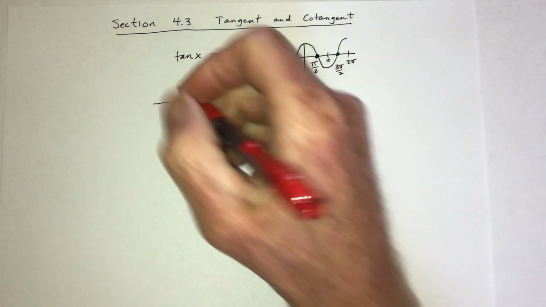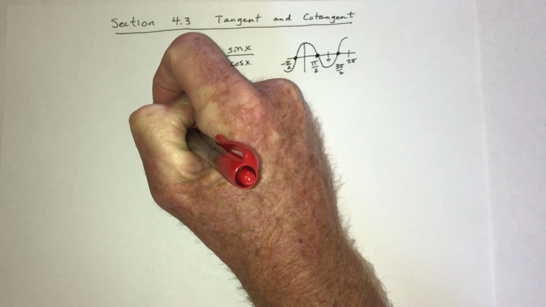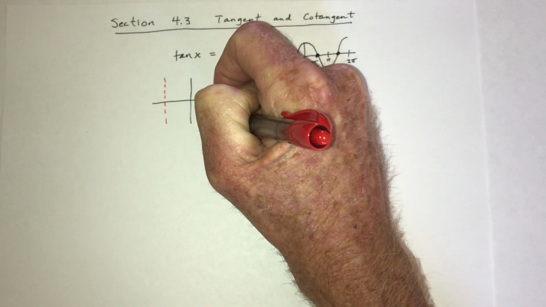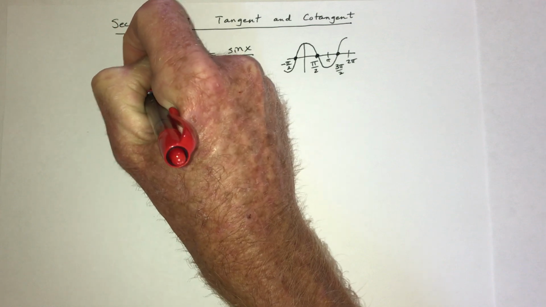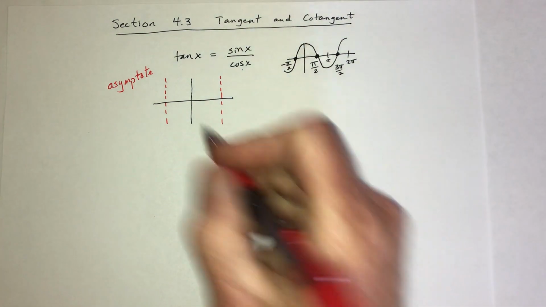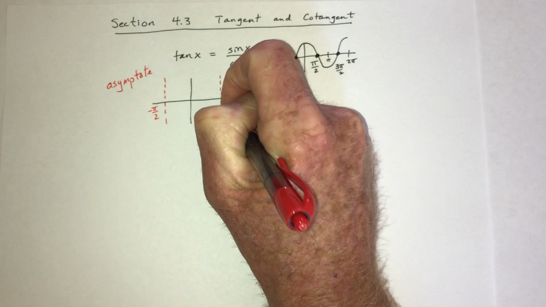So basically right now I'm just going to repeat that graph that I have on the 3x5 card and then tell you some other important things about it. So these dotted lines are the asymptotes. Asymptote is spelled that way. And there's one at negative pi over 2. There's another one at pi over 2.